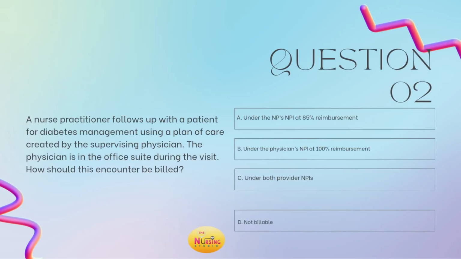Question number two. A nurse practitioner follows up with a patient for diabetes management using a plan of care created by the supervising physician. The physician is in the office suite during the visit. How should this encounter be billed? Is it A, under the NP's MPI at 85% reimbursement, B, under the physician's MPI at 100% reimbursement, C, under both provider MPIs, or D, not billable? Take a moment and tell me what you got.